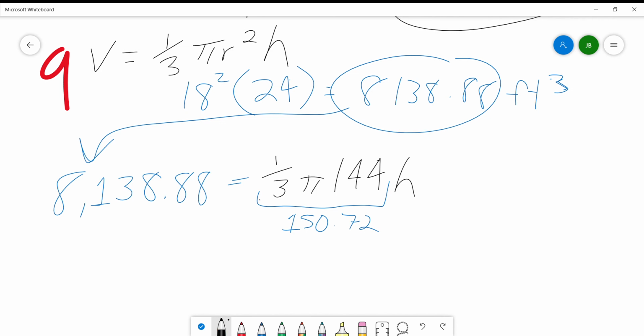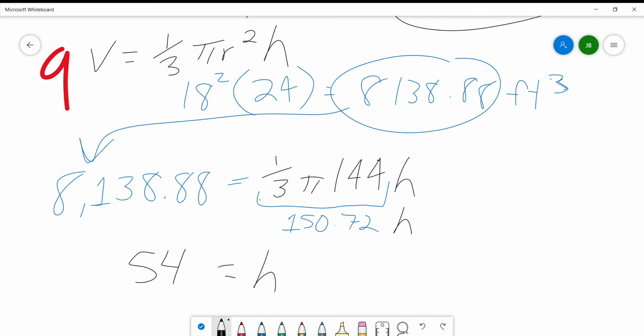Times h. Now we can divide both sides by 150.72. We're going to get the nice, neat, even number. 54 equals h. It comes out perfectly. No decimals. That tells me I'm probably right.